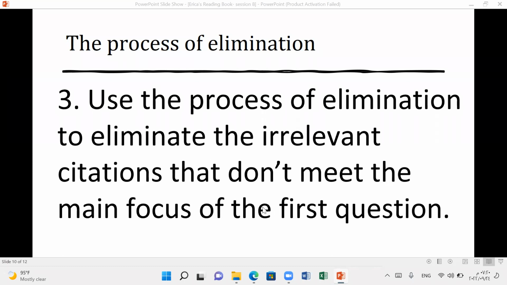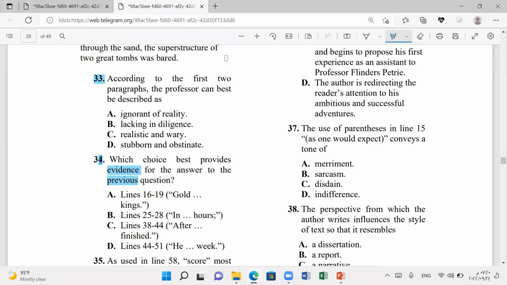Before I add more steps, let's apply these ones so that you can have a clear idea about the steps that I am talking about theoretically. Okay, so let's look at that. Where is the first question? 33. What is the evidence question? 34.